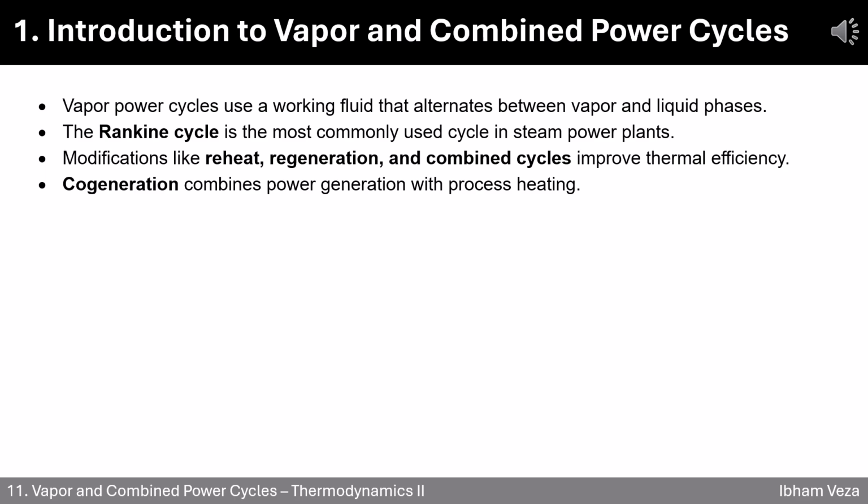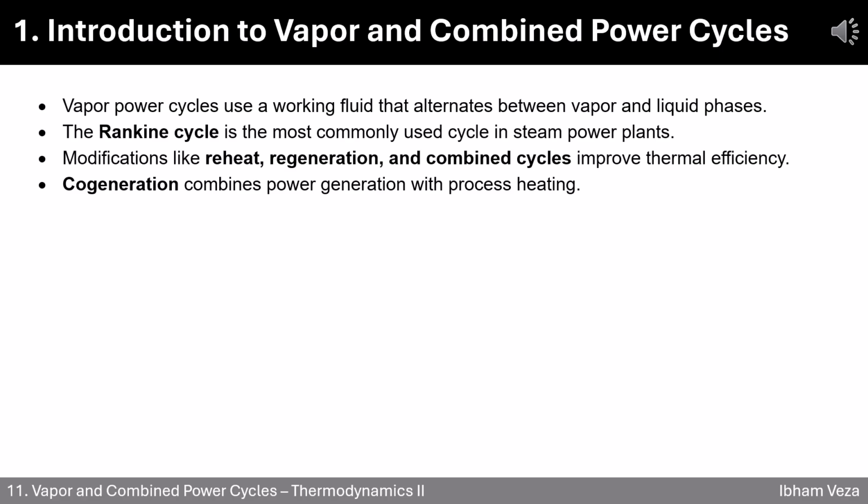Let's start with the basics of vapor and combined power cycles. These are the backbone of modern electricity generation, especially in power plants. The key idea here is simple. We use a working fluid that changes between vapor and liquid phases to convert heat into work. The Rankine cycle is the most common example. Think of it as the standard steam cycle used in most power plants.